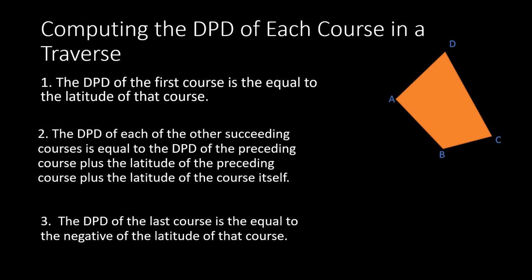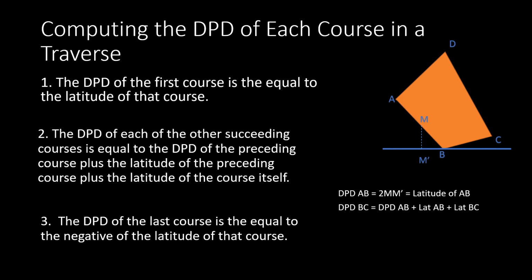B, C, and D. Let us draw our parallel reference meridian. For the first course AB, it will be the projection of the midpoint of line AB onto our reference parallel meridian. We denote the points as MM prime, and twice that distance is the double parallel distance of line AB, which is equal to the latitude of line AB. For the succeeding courses BC, CD, and DA, the DPD of BC will be equal to the DPD of the preceding line AB plus the latitude of the preceding line AB plus the latitude of the line BC. We apply the same rule for side CD. The DPD of CD is equal to the DPD of the preceding line BC together with the latitude of BC and the latitude of CD itself.